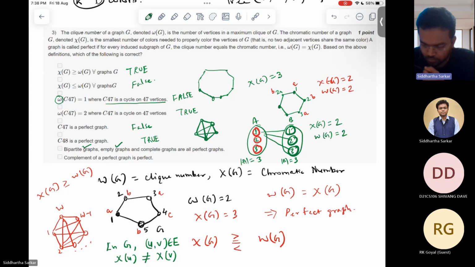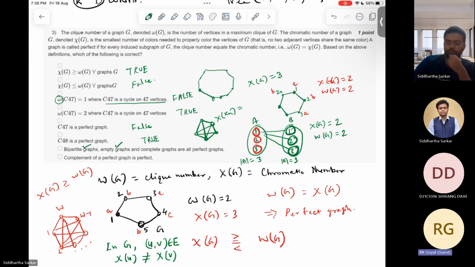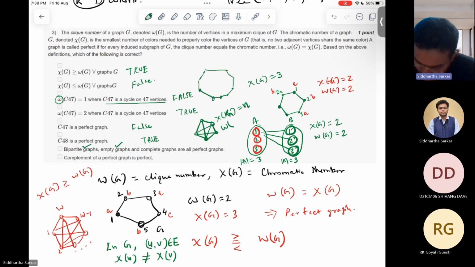So what is the chi of a graph, let us say K n, a complete graph with n vertices? If there are n vertices in this graph, I require n colors. Exactly. And omega of K n is by definition n. Therefore, this is also a perfect graph. So this statement turns out to be true.